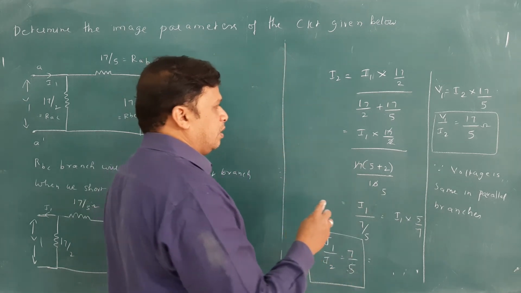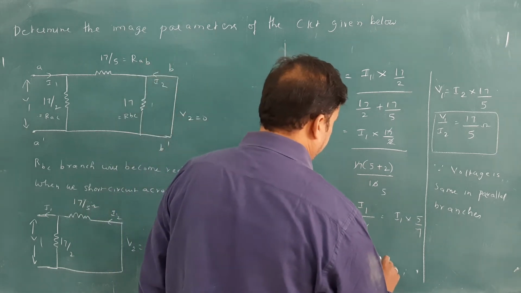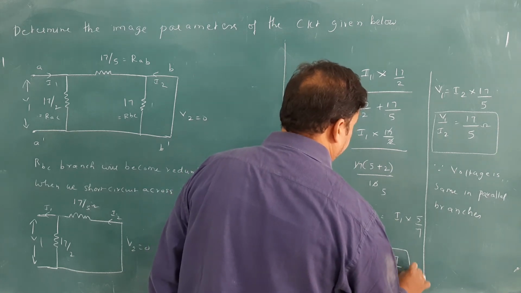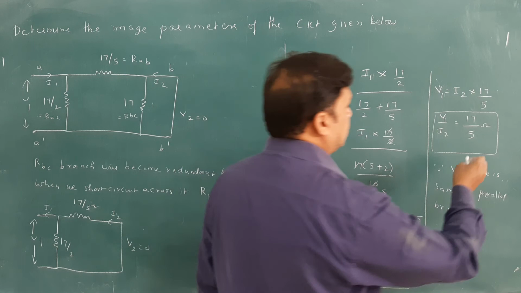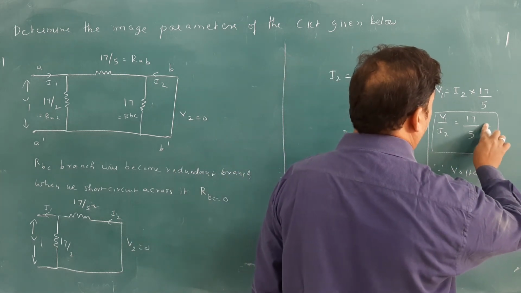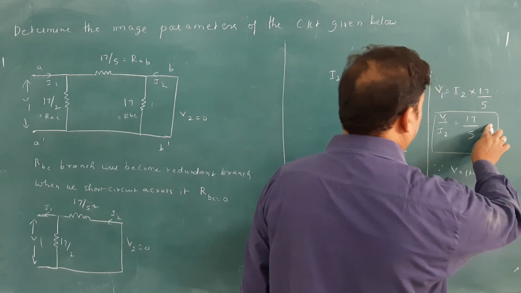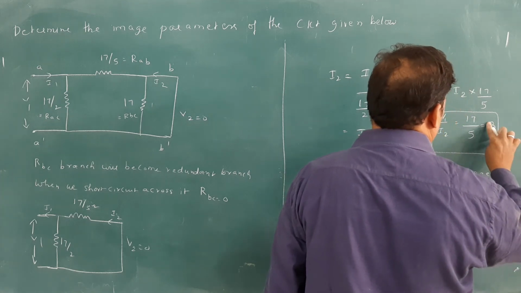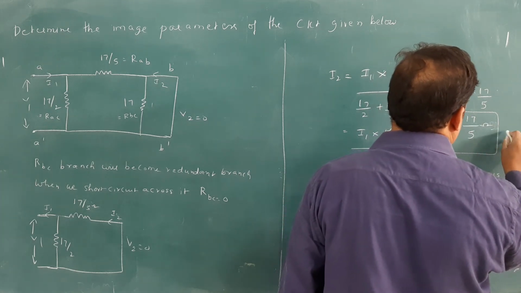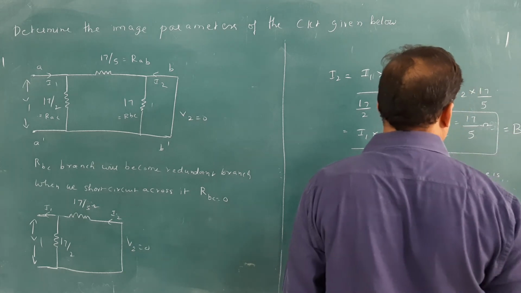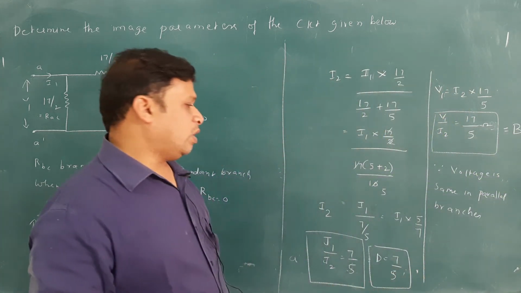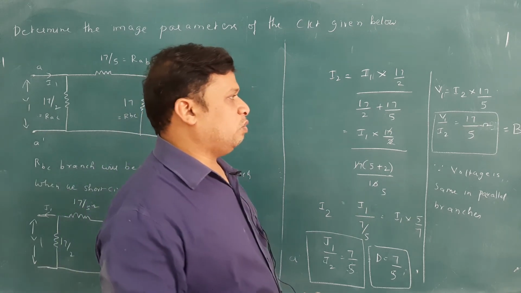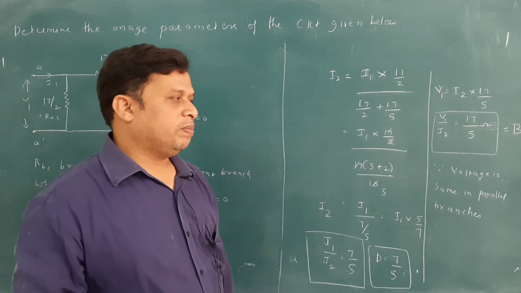Therefore, according to the ABCD parameters, I1 by I2 is given as D, which is equal to 7 by 5. And one more thing: this is 17 by 5 ohms, V1 by I2 is equal to 17 by 5, that is equal to B. This is the B value. Now we have got the A, B, C and D values of the ABCD parameters.